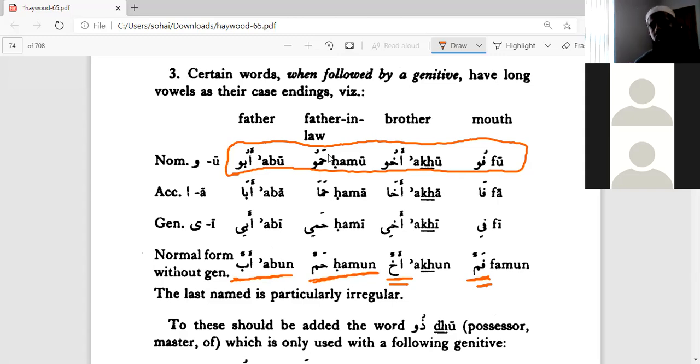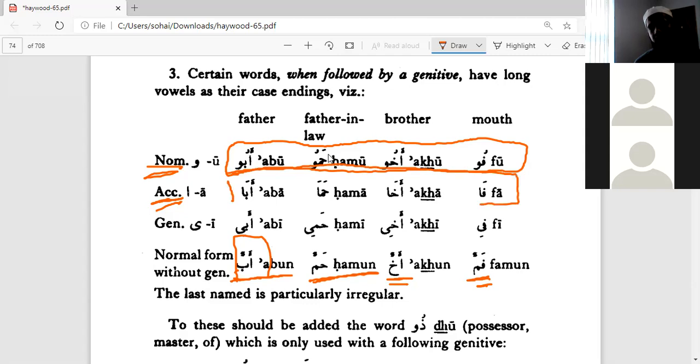What did it say? When they are mudaf. When they're not mudaf, then they're normal. Then you read abun, hamun, akhun, famun. You don't use this. These are special, especially when they are mudaf. That's when they are in what case? Nominative case. Yes, and when they're in accusative case, they follow this scale.